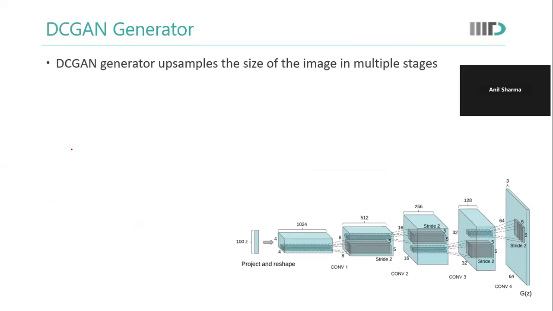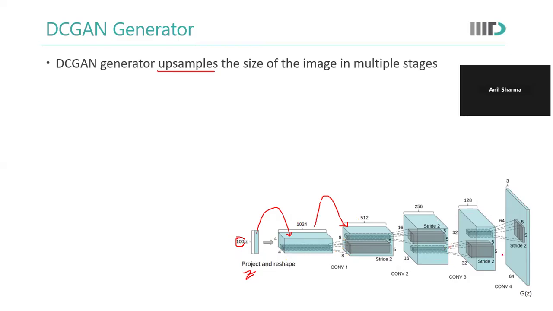Okay, so now let's see the generator in DCGANs. The generator upsamples, so please remember that it upsamples the size of the image in multiple stages. So this is our Z, which has some dimension, let's say 100. It's a very small size. Now we need to have some structural understanding, so we need to upsample it. We are going from low to higher. You can see this is from 100 to 4 cross 4 cross 1024, and then it goes to 8 cross 8 cross 512, and so on.